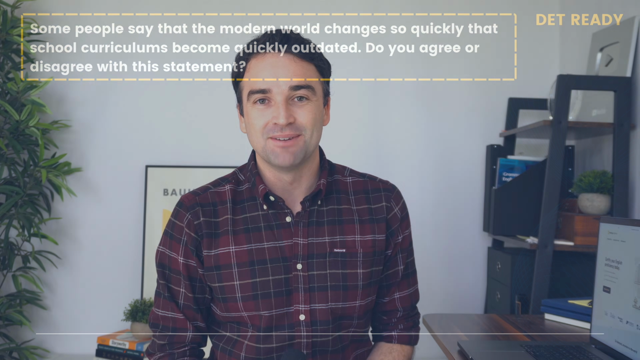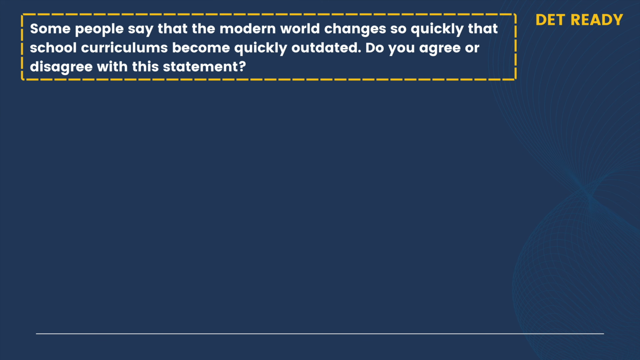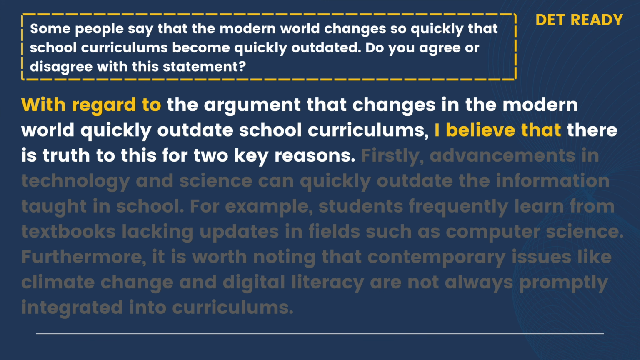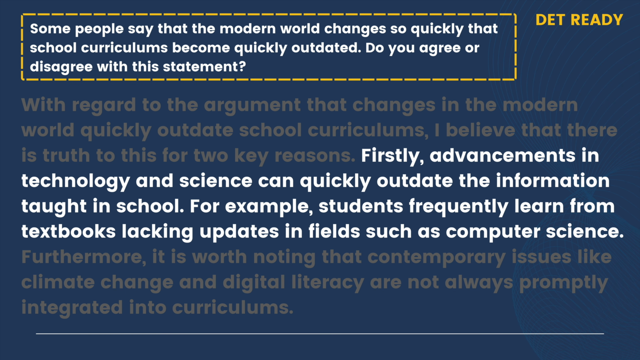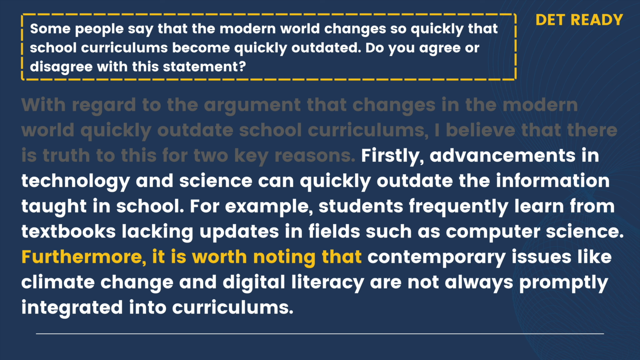Again, let's see these in action in a Duolingo test writing answer. We'll use the same question as before. The first sentence is the topic sentence, which we've already looked at. Now let's take a look at the supporting ideas. The first supporting idea is, firstly, advancements in technology and science can quickly outdate the information taught in school. For example, students frequently learn from textbooks lacking updates in fields such as computer science. Furthermore, it's worth noting that contemporary issues like climate change and digital literacy are not always promptly integrated into curriculums.